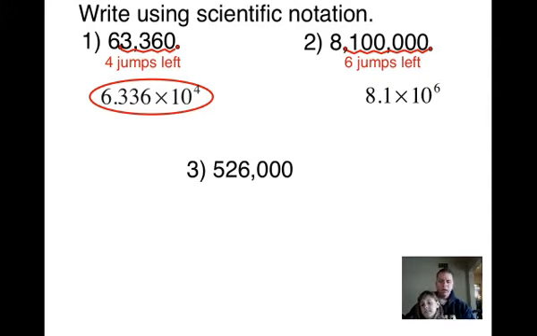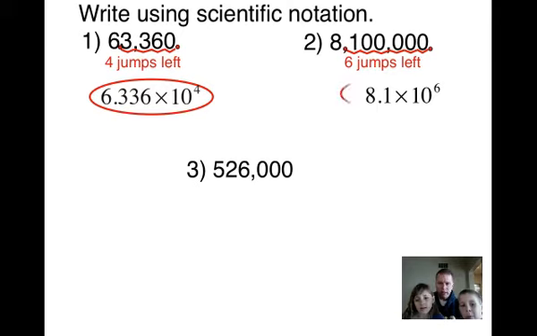Number 3, we have 526,000. So we find the decimal point. Where's the decimal point if you don't see it? Right at the end. Okay, and where are we going to move the decimal point to? In front of the 6. Not in front of the 6, because then it would be in back of the 5. Not in front of the 5, in back of the 5. We want one digit in front of it.